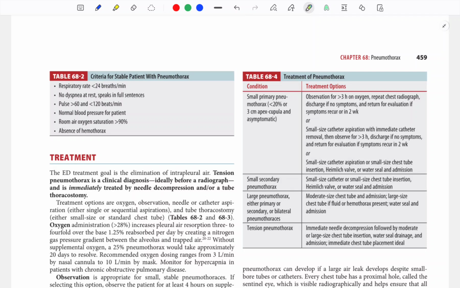In small secondary pneumothorax, you need to insert a small size catheter or small chest tube. In large pneumothorax, a moderate size chest tube and admission is required. In a tension pneumothorax, immediate needle decompression followed by a moderate or large size chest tube is required. And you need to use a large size if fluid or hemothorax is present.